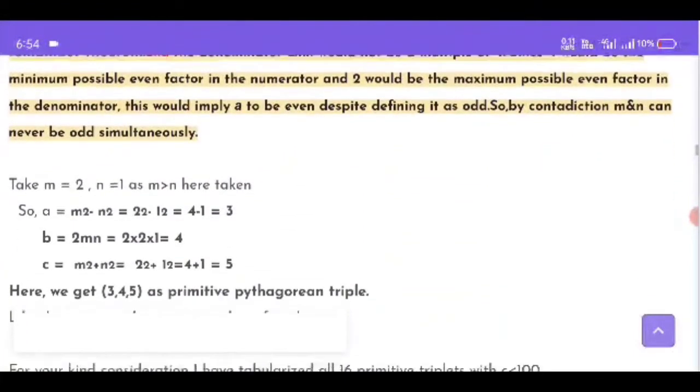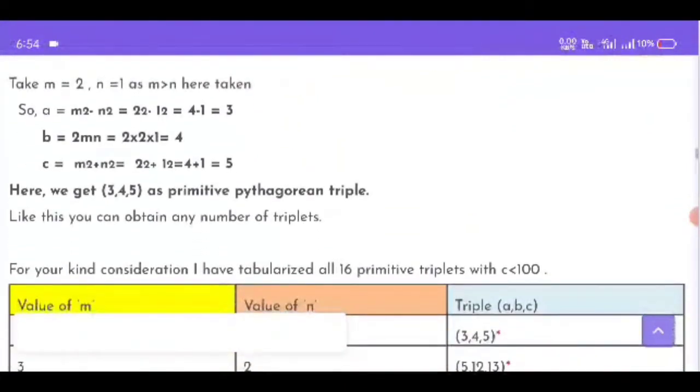Take a common example. Take m greater than n, so the lowest possible n equal to 1 because it is a natural number, a positive integer. So m equal to 2, n equal to 1. Here a equal to m square minus n square, 2 square minus 1 square equal to 4 minus 1 equal to 3. b equal to 2mn, 2 multiplied with 2 into 1 equal to 4. c equal to m square plus n square equal to 2 square plus 1 square equal to 4 plus 1 equal to 5.